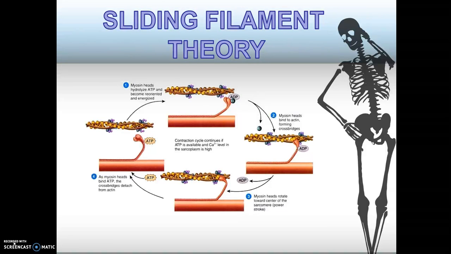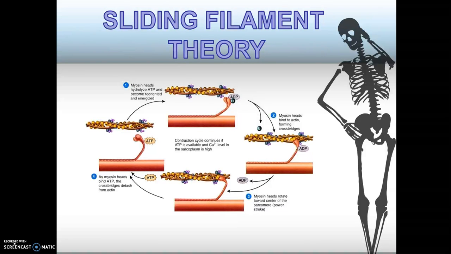Relaxation happens when stimulation of the nerve stops. Calcium is then pumped back into the sarcoplasmic reticulum, breaking the link between actin and myosin. Actin and myosin return to their unbound state, meaning that the muscle can relax.